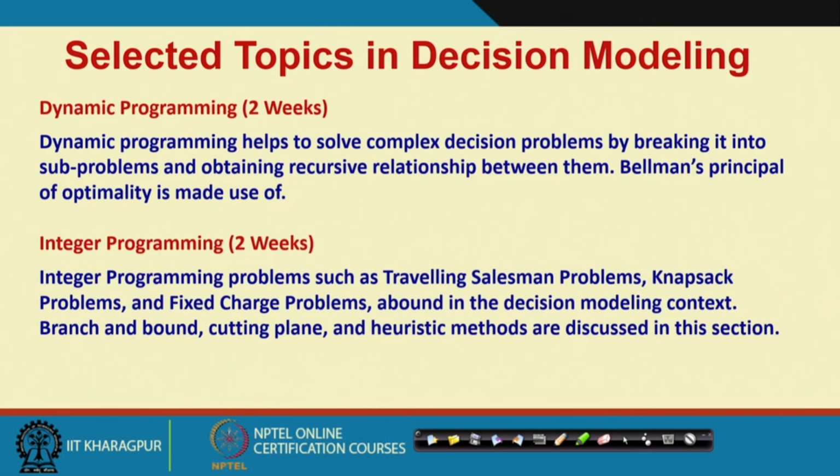Those are very much available in the context of decision modeling. So, to solve those problems there are different techniques available. There are branch and bound, heuristics, the cutting plane methods, then there are other heuristic methods. Although I called it heuristics, branch and bound is an exact method and it guarantees an optimal solution. So, all of these are discussed in integer programming.